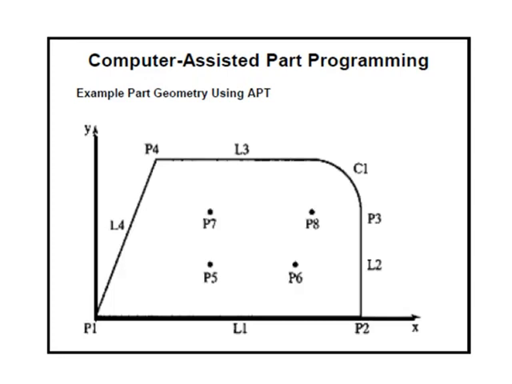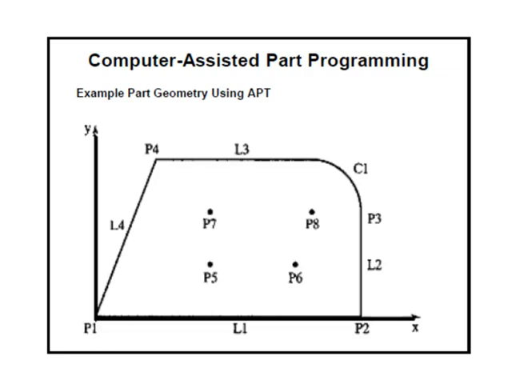This is point P1, this is point P2, point P3, P4, and L1 is the line between P1 and P2, and line L2 is between P2 and P3. Similarly, L3 is between points P3 and P4, and L4 is between points P4 and P1. This is P5, P6, P7, P8. All the geometry has been specified, and C1 as well. So points have been specified, lines have been specified, and circles have been specified in this particular milling operation.